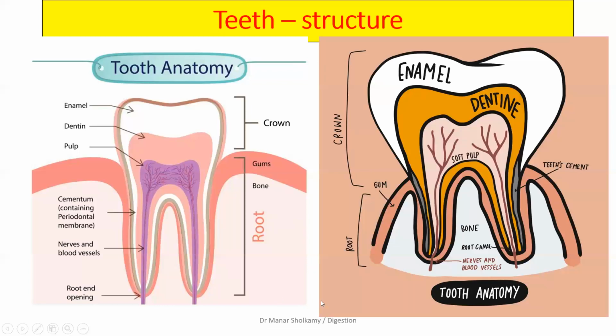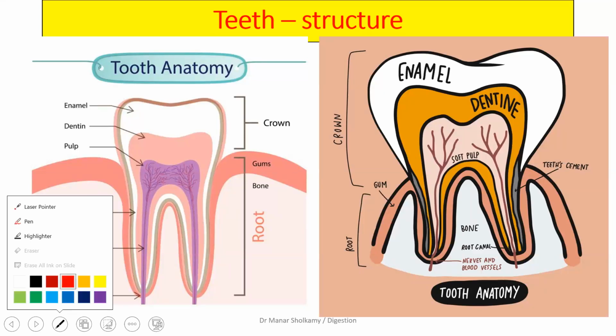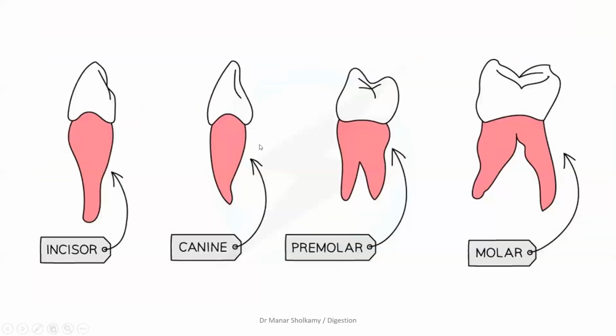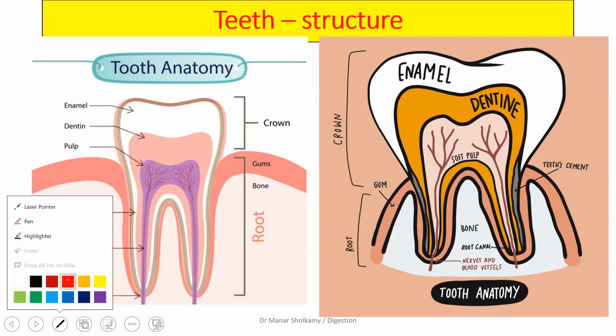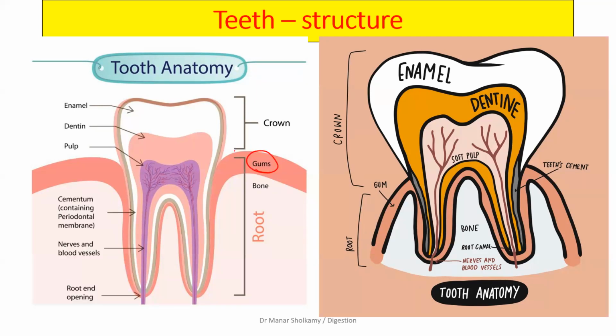Now, this is a nice picture here of the different layers of the teeth. The tooth is made up of a part that is above the gums. The gums are the red part that you see in the mouth. Now, the part above the gums that you see is called the crown. This crown is made up of the first layer, which is called the enamel.